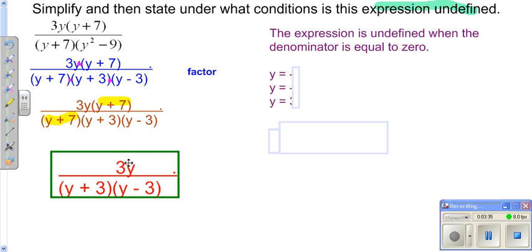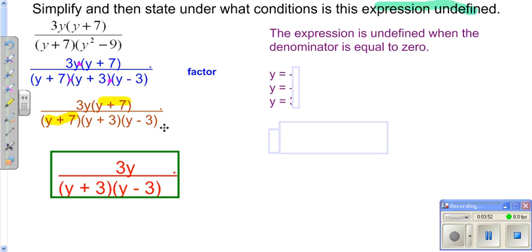We are not able to cross out these 3's right here. Yes, in the top it's 3 times the whole top, but this 3 here is not 3 times the whole bottom. Similarly with our y's, we cannot cross them out because it's not y times the whole bottom.